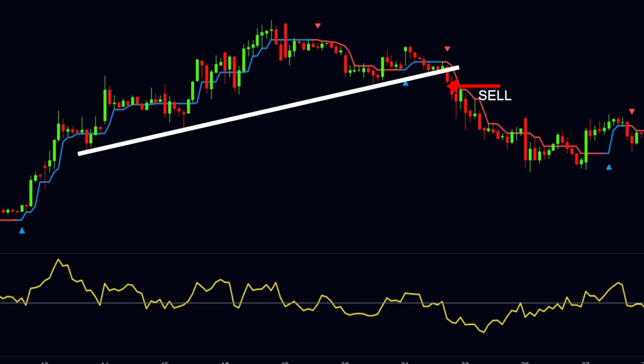So, we will sell at the low of this candle. Our stop loss should be at the high of this candle, and we can exit where the halftrend becomes blue. You can see the result. After our sell entry the price made a nice down move.